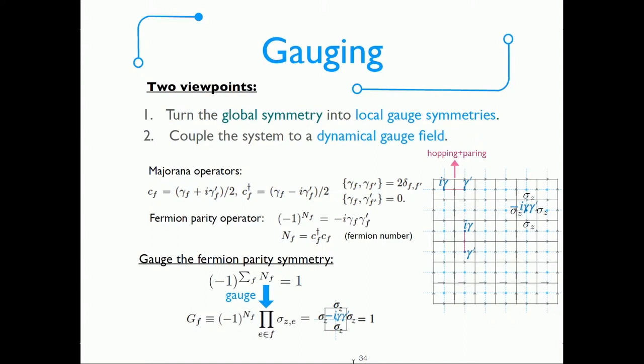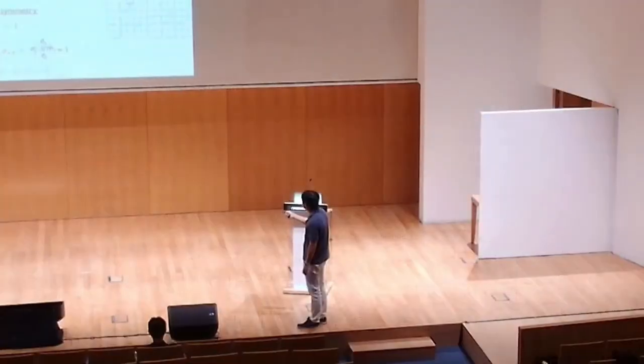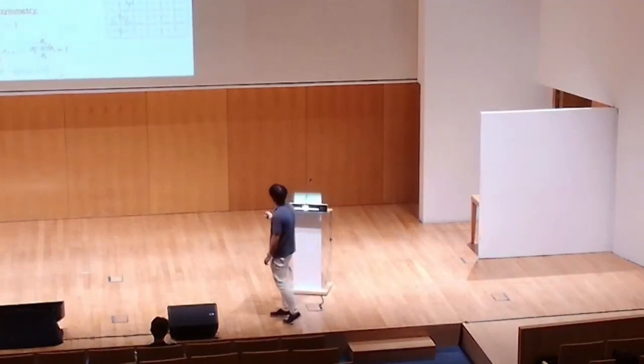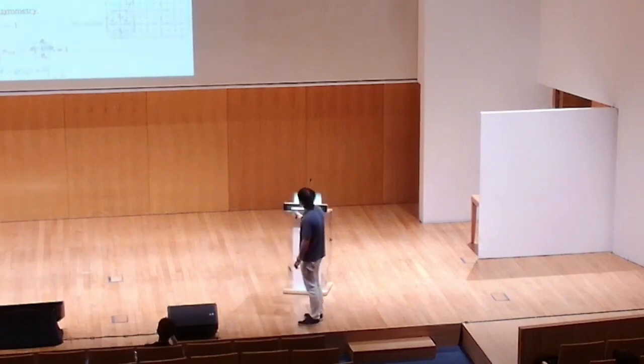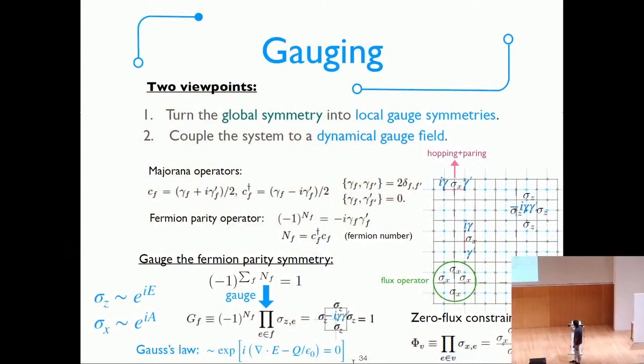This local gauge symmetry is sometimes called the Gauss's law because it can exactly be interpreted in analogy with the Gauss's law in electromagnetism. So in addition, you also put some flux operator, which is the four-spin term on the vertex, to impose the zero flux constraint. So you don't allow any flux excitation in this Z2 gauge theory.